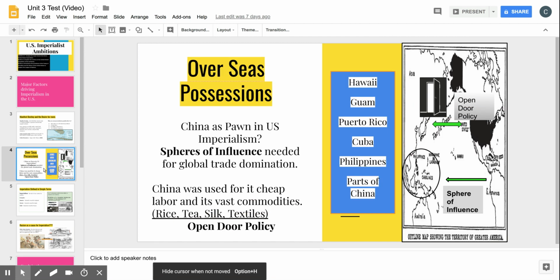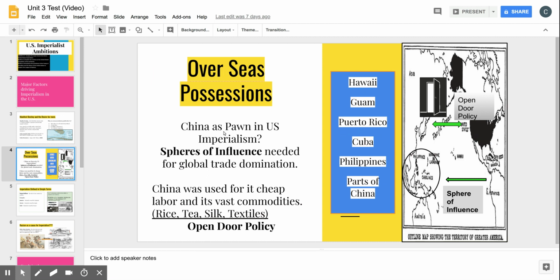All right, let's go to the next slide. Okay, overseas possessions. These are some of the overseas possessions: Hawaii, Guam, Puerto Rico, Cuba, Philippines. These are all overseas territories, even some parts of China at one point in time we had access to. That was called the open door policy. As you can see here, I have an open door, and the open door policy was essentially just trade back and forth with China. They were open to letting us come in, and not only the United States, but other European countries like France and England, and trade with China directly and even own some of their property.